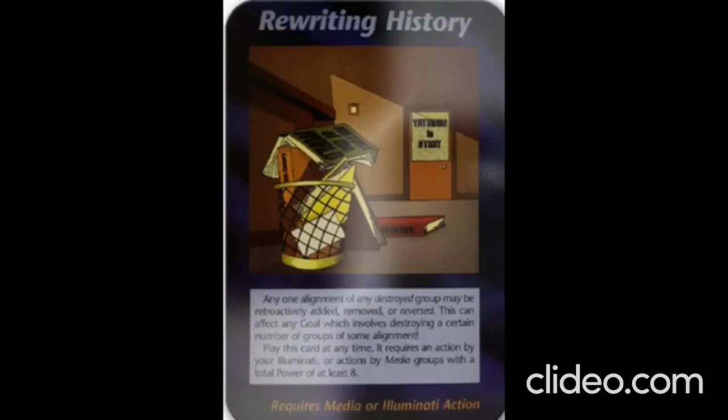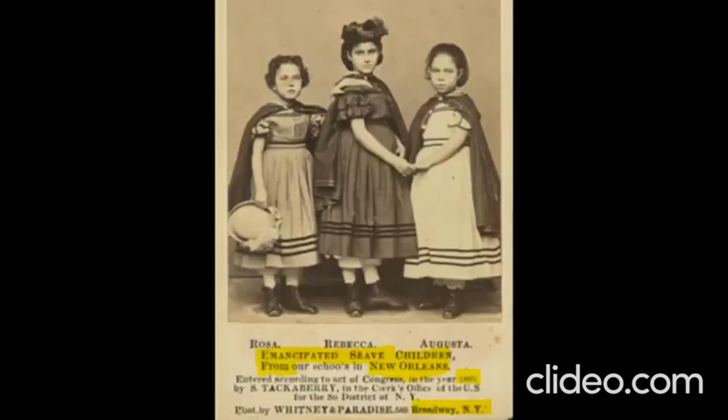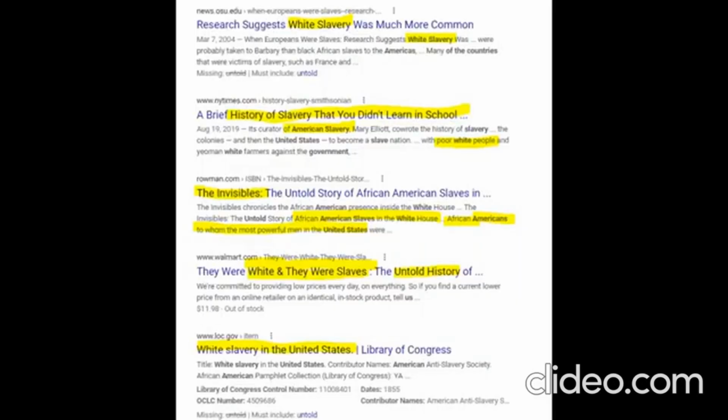They change the events in history to change people's thoughts, perception, and to lead them astray. Now, the first picture that I'm going to show you here is of emancipated slave children from New Orleans. And notice that their skin color is not black, but they're white. Okay, they were emancipated in New York, sent up from New Orleans, escaped, or whatever the case may be.